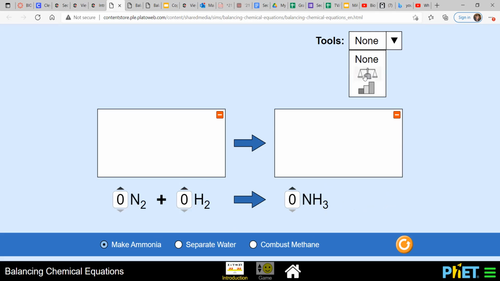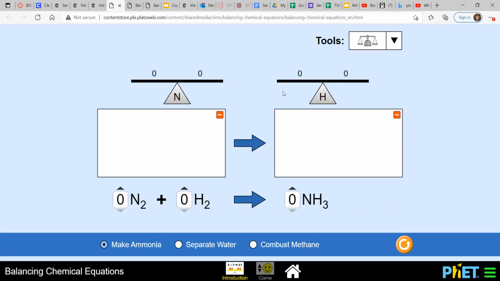And within the simulation, we are given a few tools. And my favorite tool is this balance, the weight balance scale. And this reinforces the idea of balancing. You need the same amount on this side of the equation as you do on the other. So if we add nitrogen and we add hydrogen, we have two nitrogen molecules and two hydrogen on the left side of the equation.